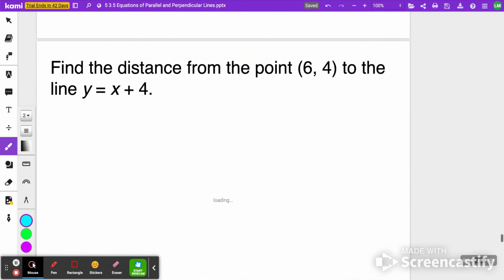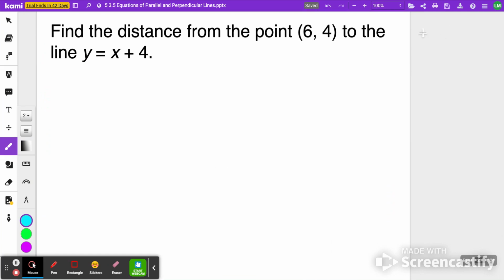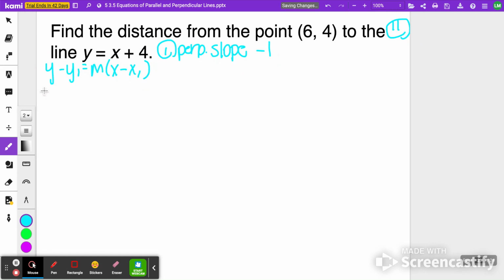Here we go, for our next example. If you want to pause the video and try this on your own, doing the same steps, go ahead; otherwise, let's get started. The first thing we want to decide is the perpendicular slope. The perpendicular slope is going to be negative 1. Now I'm going to use my point slope form, y minus y1 equals m times (x minus x1), to write that new equation. y minus 4 equals negative 1 times (x minus 6).